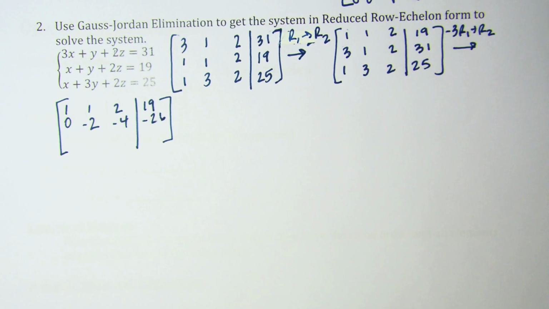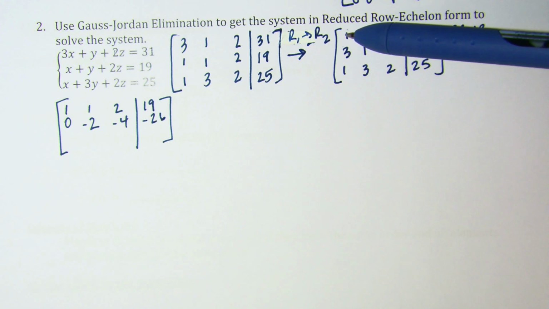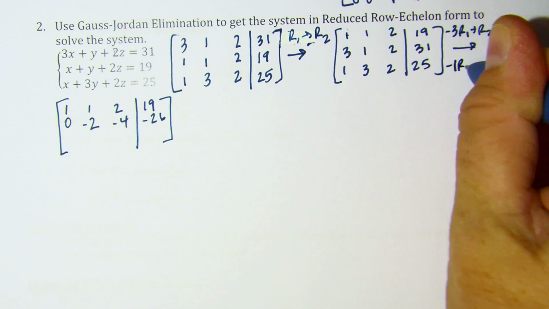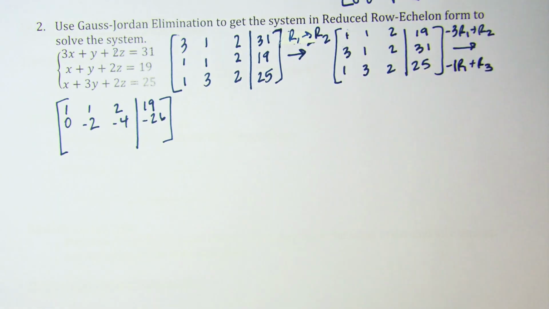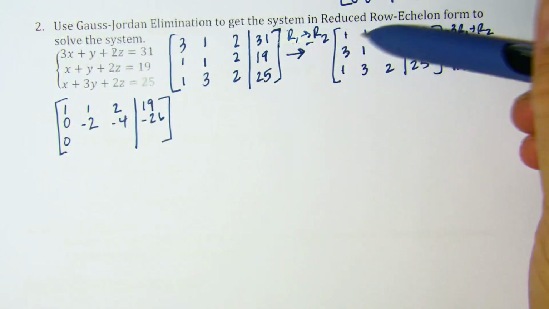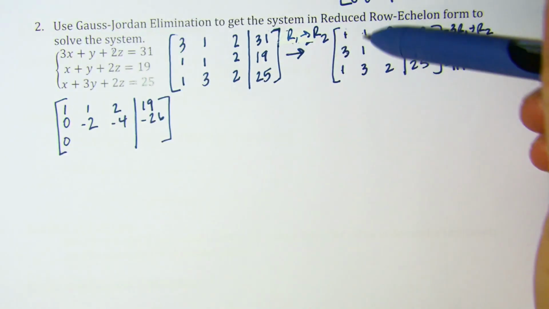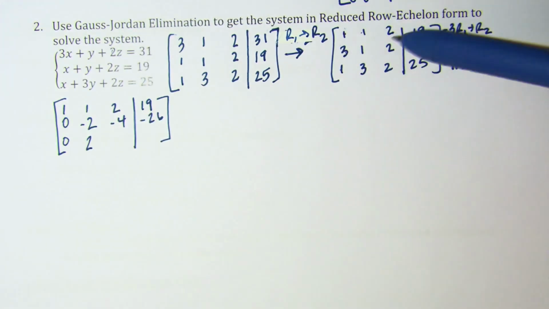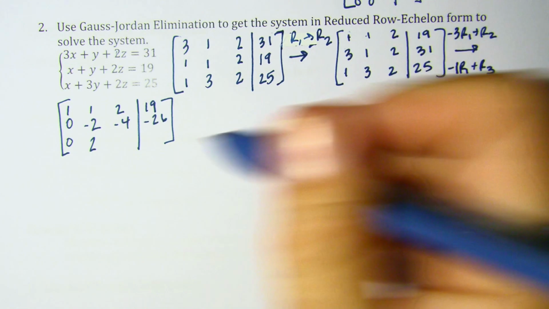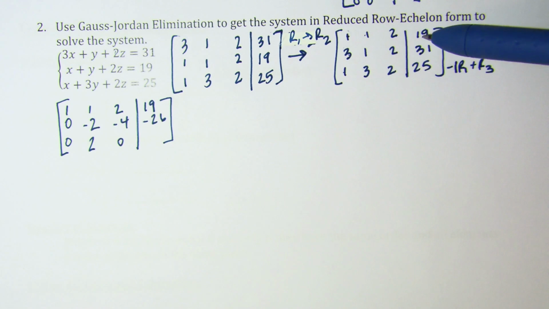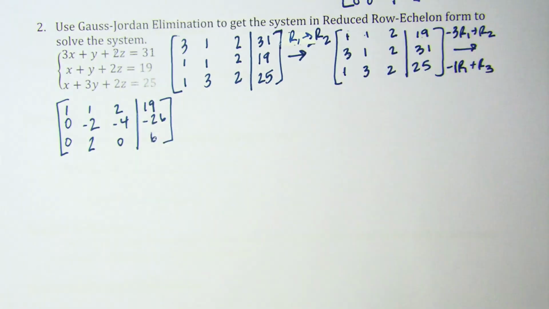And then in the next step, I'm also going to multiply row 1 by negative 1 and add it to row 3. So negative 1 row 1 plus row 3. Negative 1 times 1 is negative 1, plus 1 is 0. Negative 1 times 1 is negative 1. Negative 1 plus 3 is 2. Negative 1 times 2 is negative 2. Negative 2 plus 2 is 0. And then negative 1 times 19 is negative 19, plus 25 is 6.